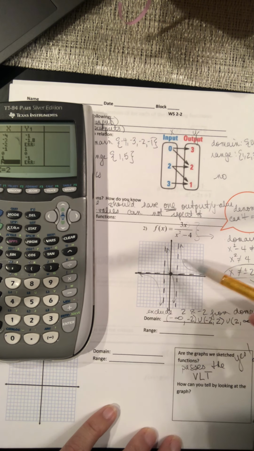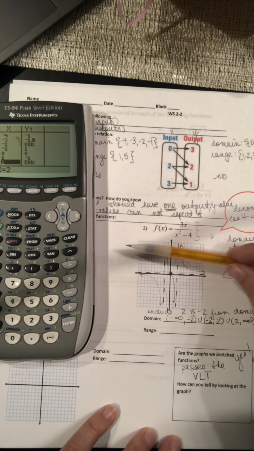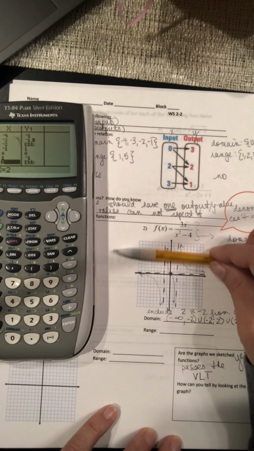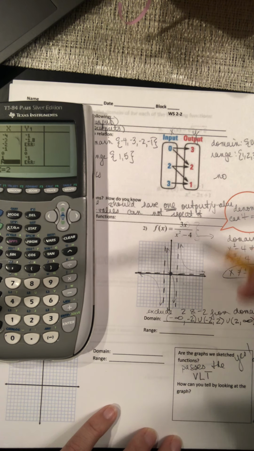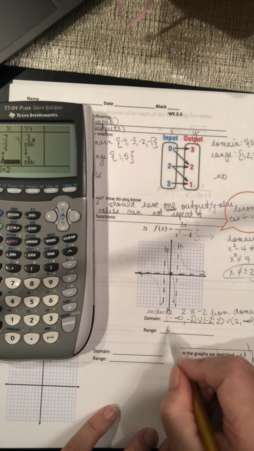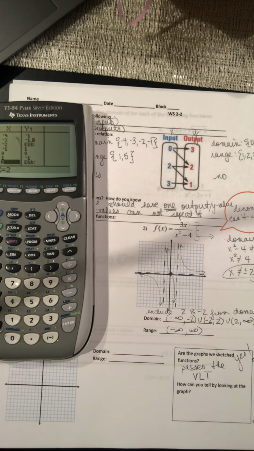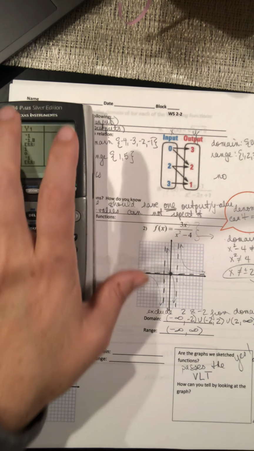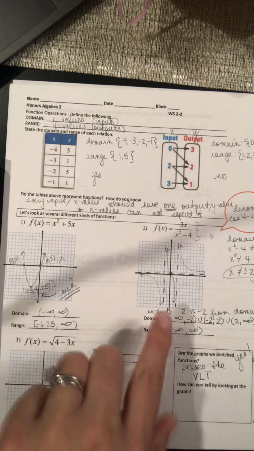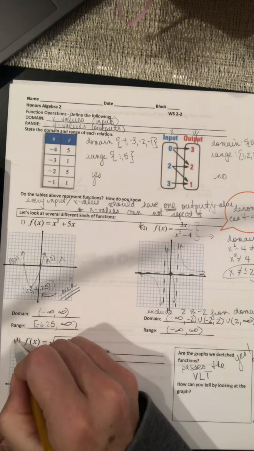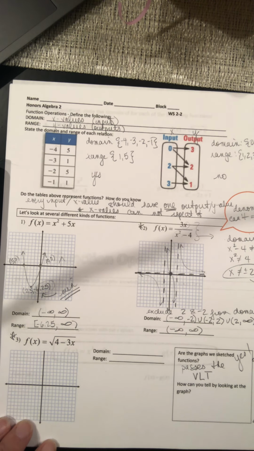Then our range, if you look here, there is an asymptote here, but at some point, I should say, in the graph, the y values increase forever and decrease forever. So your range is -infinity to +infinity, okay? Okay, so that's a little bit harder. That's definitely a rational function. That's super important, okay?